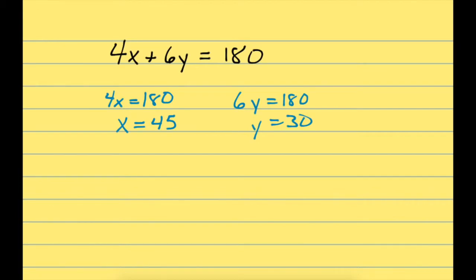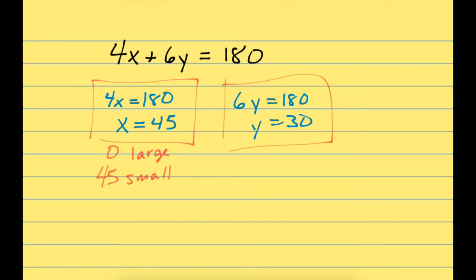Basically what those intercepts tell us is that if I get 0 large tables, I'm going to need 45 small tables to seat everybody. That's what the x-intercept means in this case. Over here, it's when I get 0 small tables, and so if I only get large tables, I'm going to need 30 large tables to seat everyone.